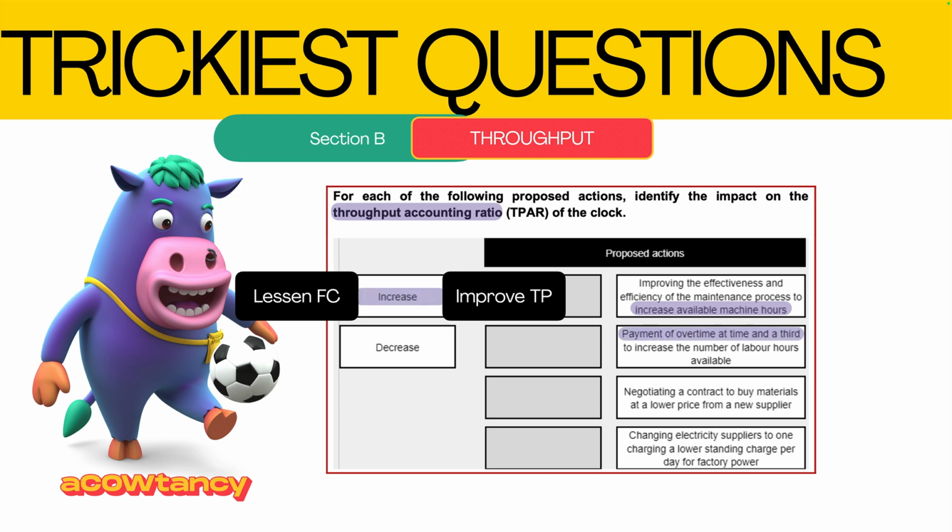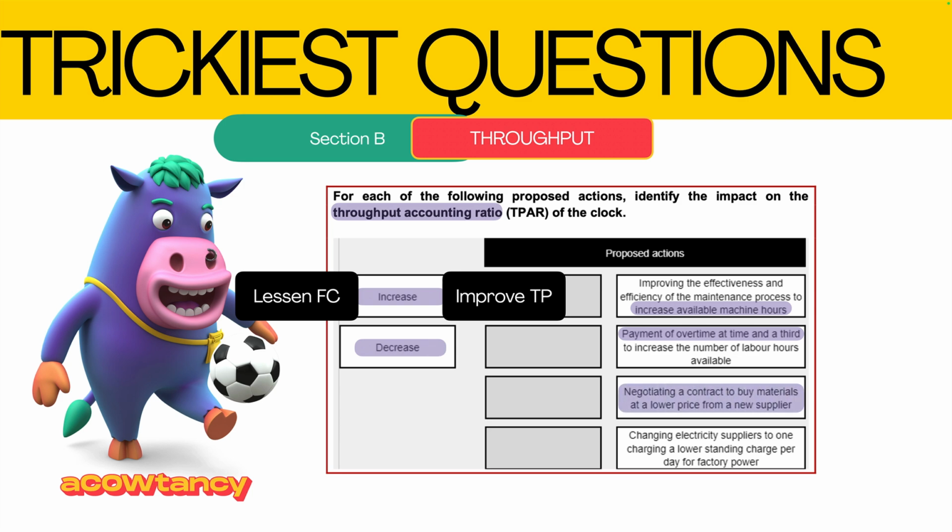This one, not so bad. If you pay overtime at a time and a third, doesn't affect sales or materials, so it doesn't affect throughput, but it does affect your factory cost, doesn't it? Because what's going to happen here is you're going to pay more labour, which means more factory costs. So you're going to increase your factory costs, not lessen them. So that would be a decrease there.